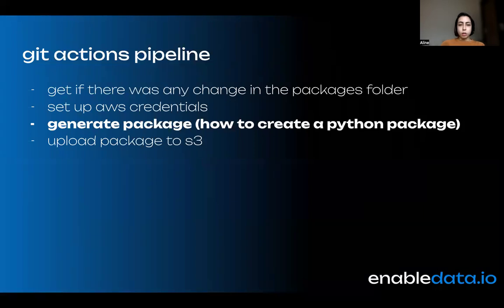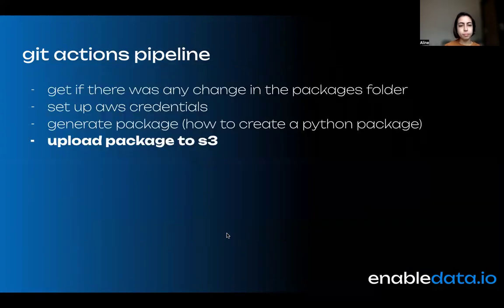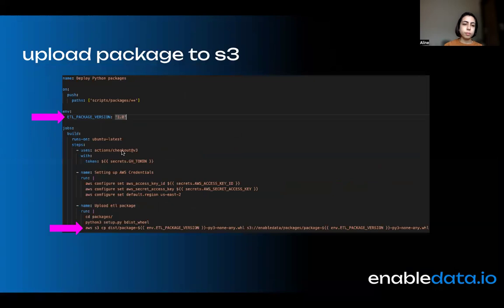And then we're going to generate the package, just like in the how to create a Python package step, which is basically just enter the folder and run the setup.py. And last but not least, we're going to upload the package to S3 also using AWS CLI. So in this case, we're going to use AWS S3 for the S3 service, CP for copy, and then we're going to copy this file that was generated when we ran Python setup, and we're going to add it to this S3 enable data packages and then the package.